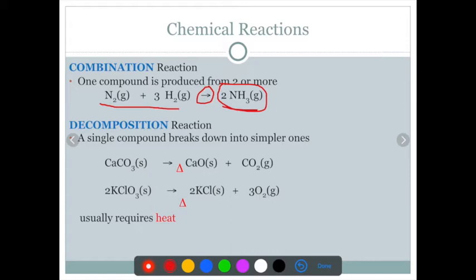Okay, decomposition reactions are the opposite. So we have one reactant going to two or more products. So again, not too bad. They're pretty easy to look for. And usually decomposition reactions require heat. This little triangle that's supposed to be above the arrow, and it's not, symbolizes heat. So usually decomposition reactions need heat to begin the reaction. So again, all you have to do is look at the equation and tell me if it's combination or decomposition.